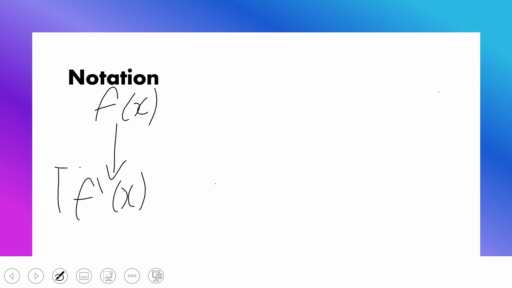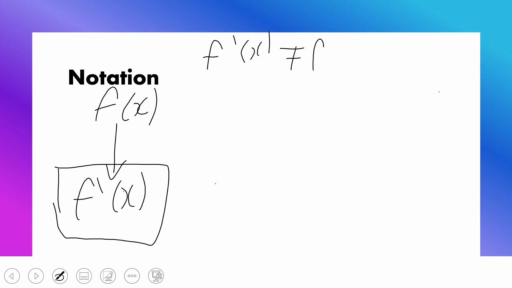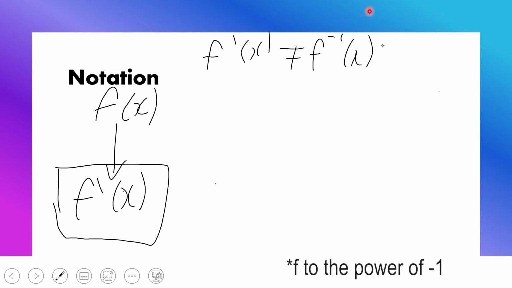So hence this is what is called the derivative, right? Derivative is basically the process of differentiating. You can represent it as f dash x. Remember, f dash x is not the same as f negative 1 x. That one is showing the inverse of a graph, but this is showing a derivative of a graph. So they're basically not the same thing.